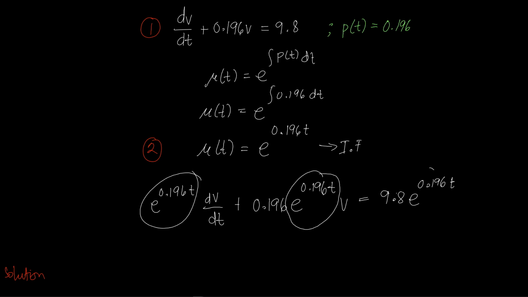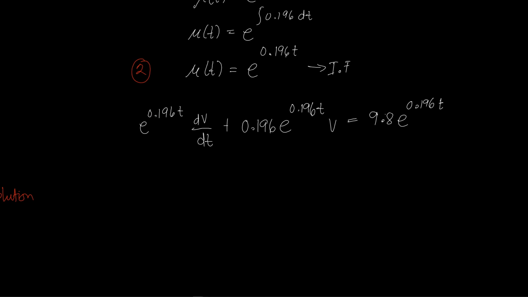So we just multiply it there. Okay, that's the next step. This can be rewritten using the product rule. Always be careful with it. It's magic. So it becomes e raised to the power of 0.196t times v, then take the prime, is equal to 9.8 e raised to the power of 0.196t.